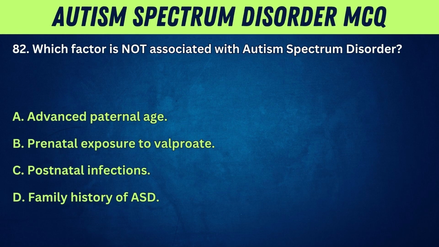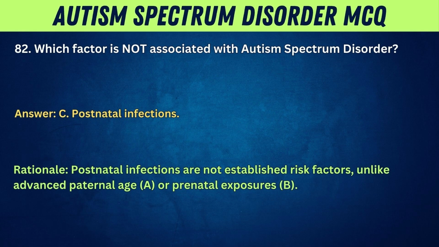82. Which factor is not associated with autism spectrum disorder? A. Advanced paternal age. B. Prenatal exposure to valproate. C. Postnatal infections. D. Family history of ASD. Answer. C. Postnatal infections. Rationale. Postnatal infections are not established risk factors, unlike advanced paternal age, A, or prenatal exposures, B.